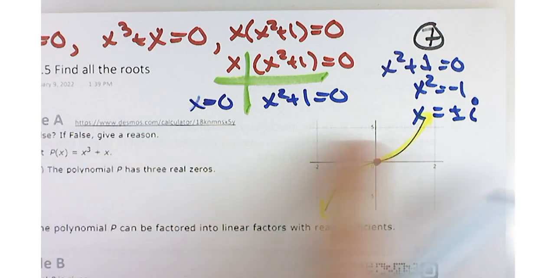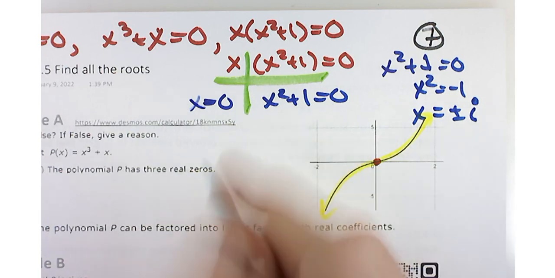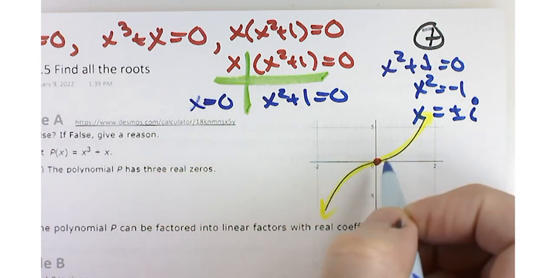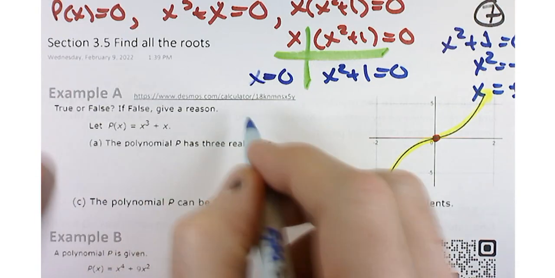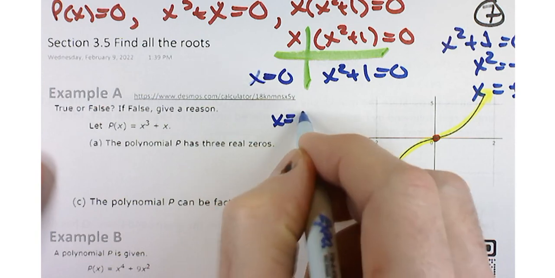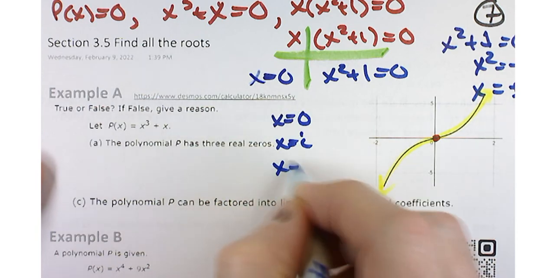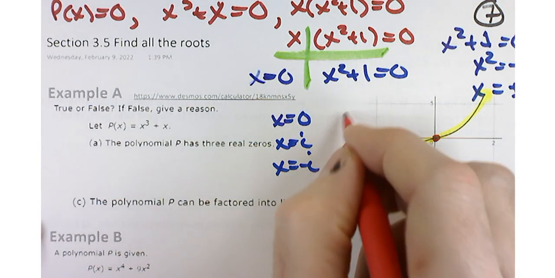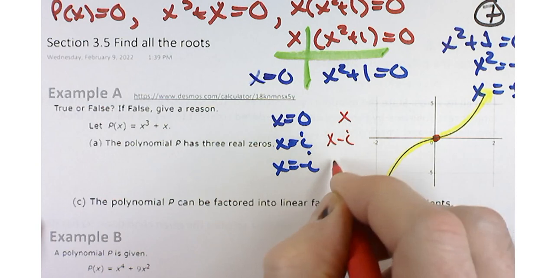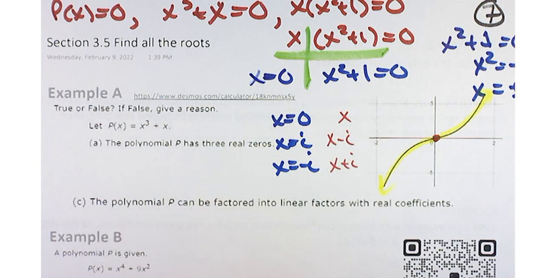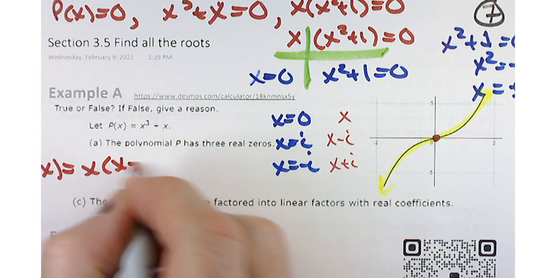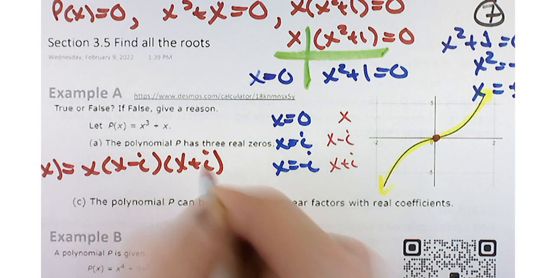So let's take a look at our polynomial. We can write this as a completely factored polynomial now. Remember, you got the roots and you know what the multiplicity is for each of these. So I got roots at x equals 0, x equals i, x equals negative i. The corresponding factors are going to be x, x minus i, and x plus i. So writing this factored, p of x is going to be x times x minus i times x plus i.